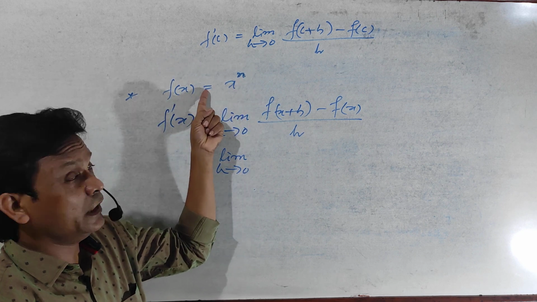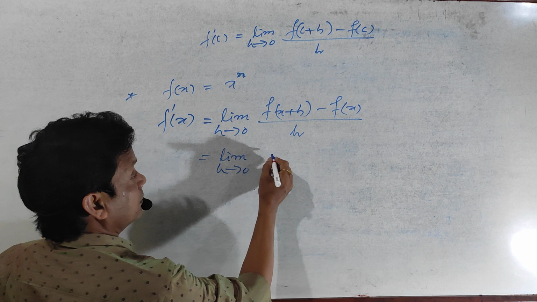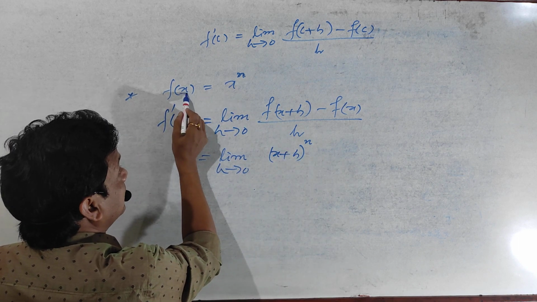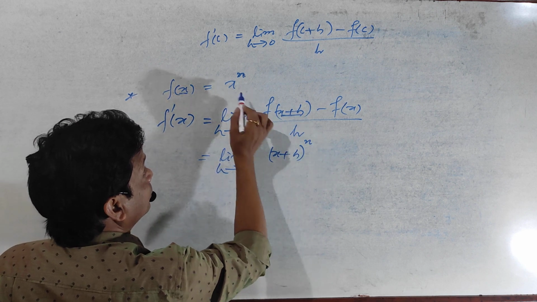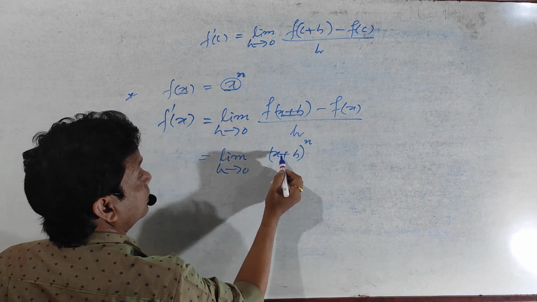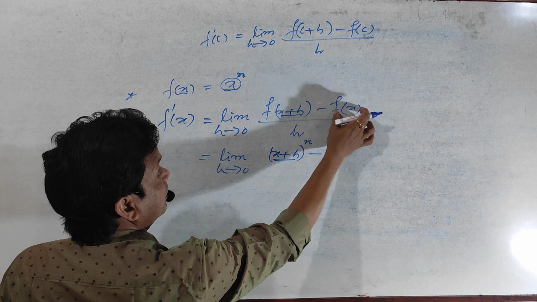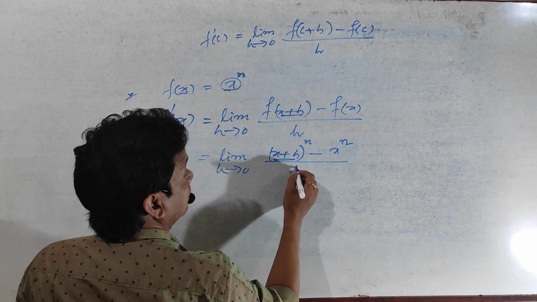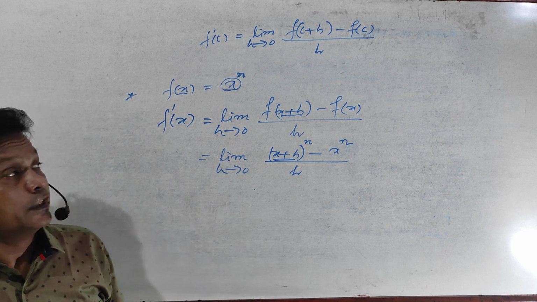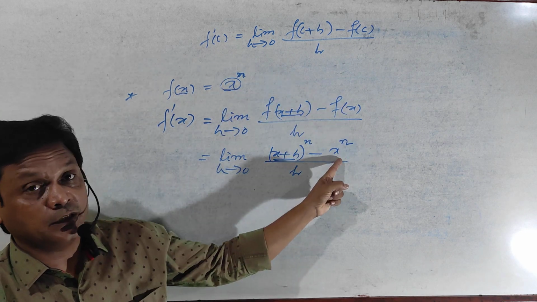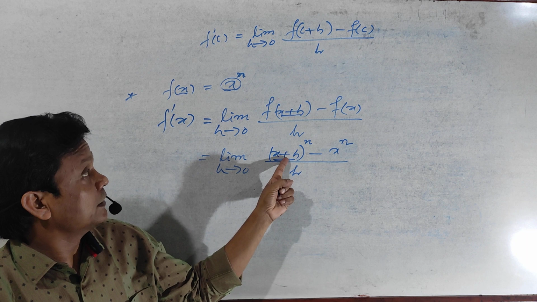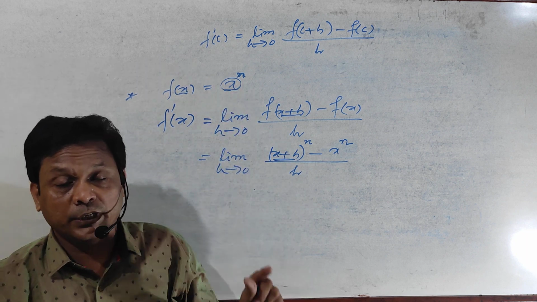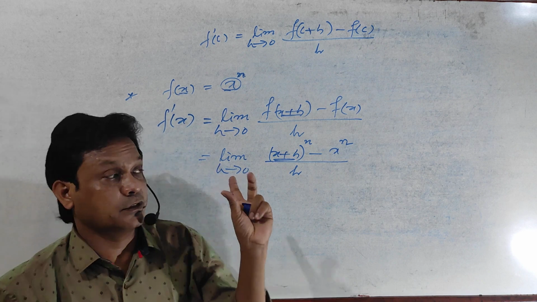F of x plus h will be x plus h to the power n. In place of x, I am writing x plus h. So here also in place of x, you should write x plus h to the power n, minus f of x. F of x is x to the power n, divided by h. The given function should be written here. And in the first case, simply write x plus h in place of x.